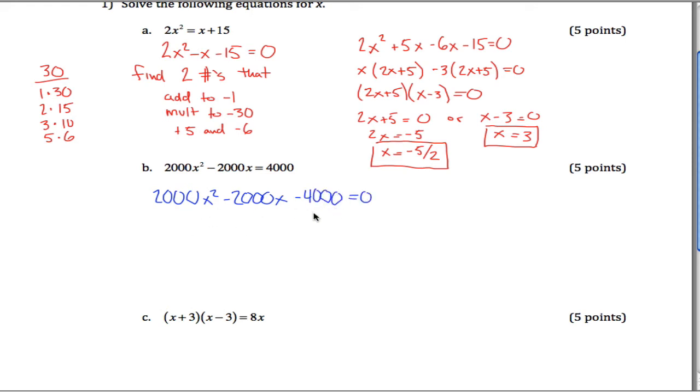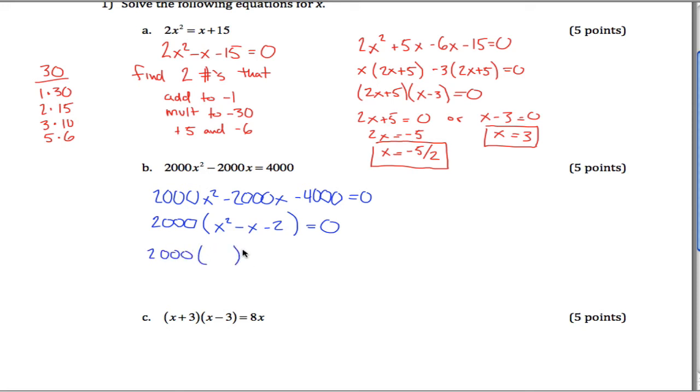And then you can look at this and try solving it like we did up here, although you can get some huge numbers. You could get it to work. But what I was hoping you would see is that there's a greatest common factor. We could factor out 2,000 from each of these terms. And if you do so, you're left with x squared minus x minus 2. And I think that'll be quite a bit easier to factor than these numbers here. We've got a leading coefficient of 1.